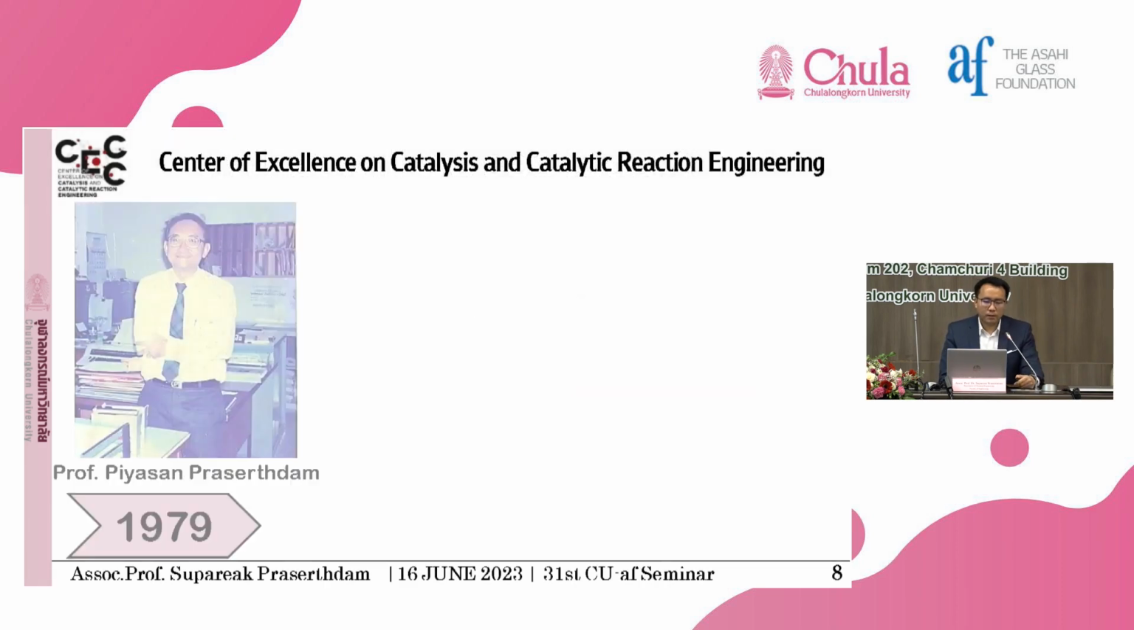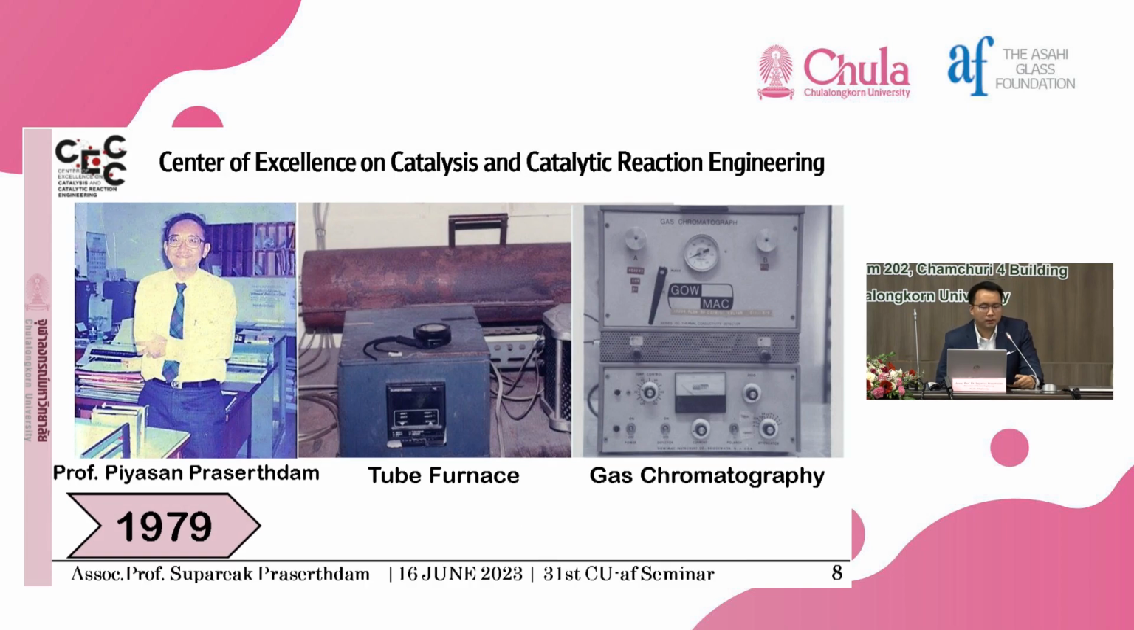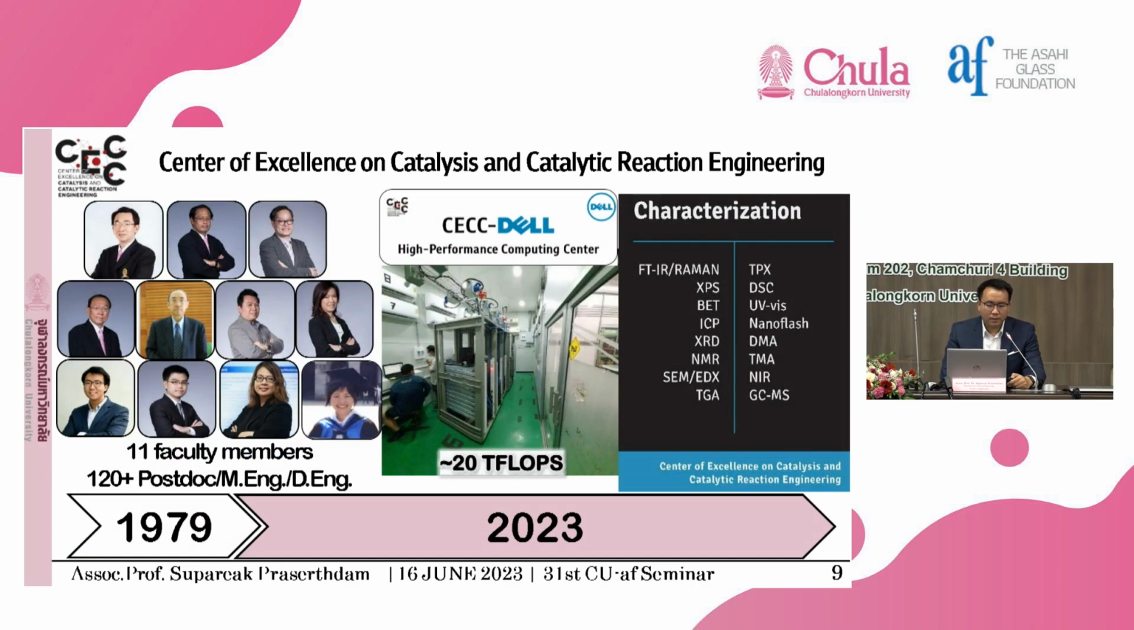Okay, the center was established as the catalyst laboratory in 1979 with only two machines, just a furnace and a GC. Now we have 11 faculty members and around 120 plus postdocs, master's and doctoral students. This part of the work came from the high performance computing unit, whose performance is around 20 teraflops.